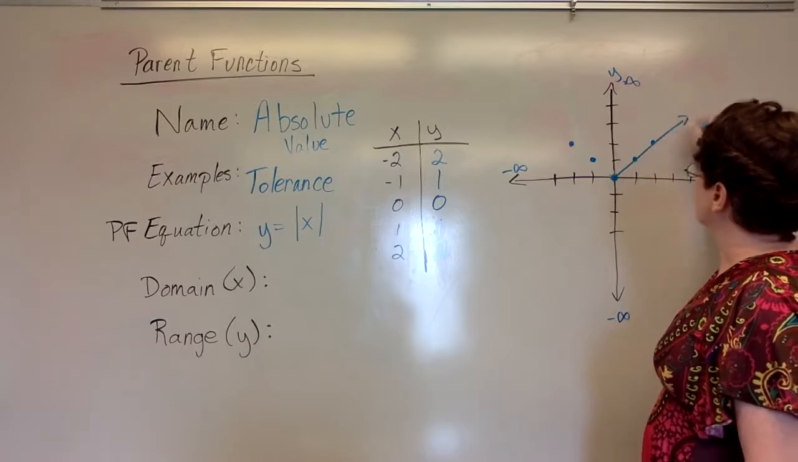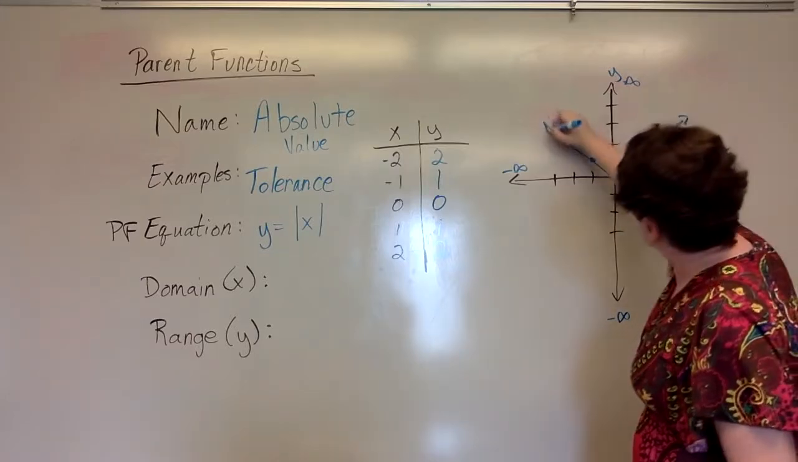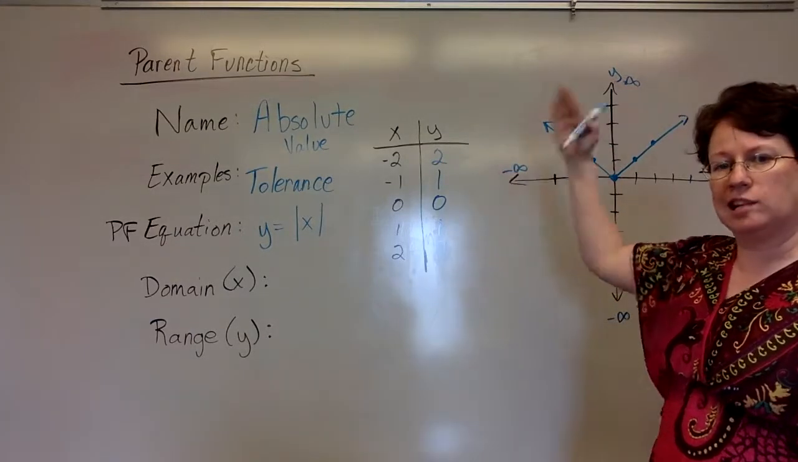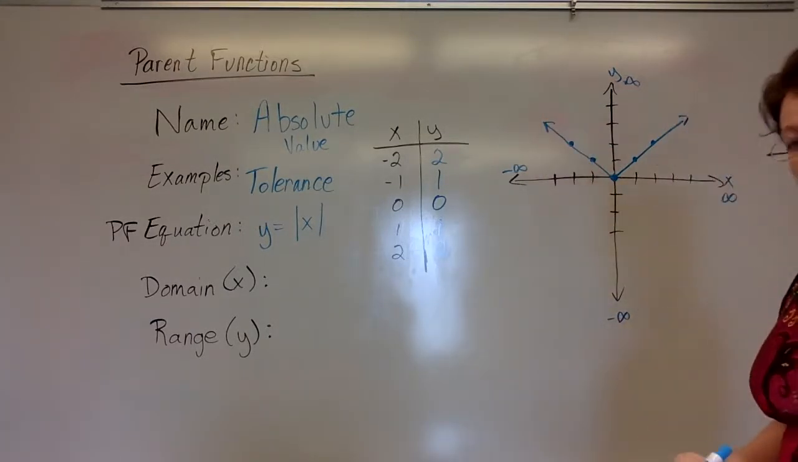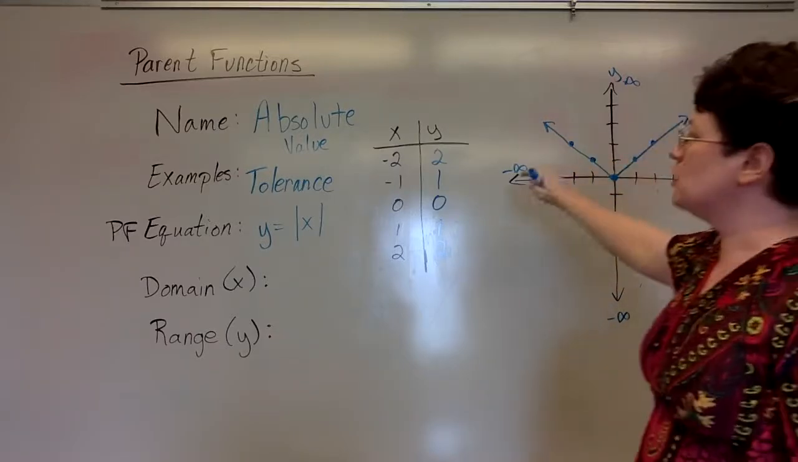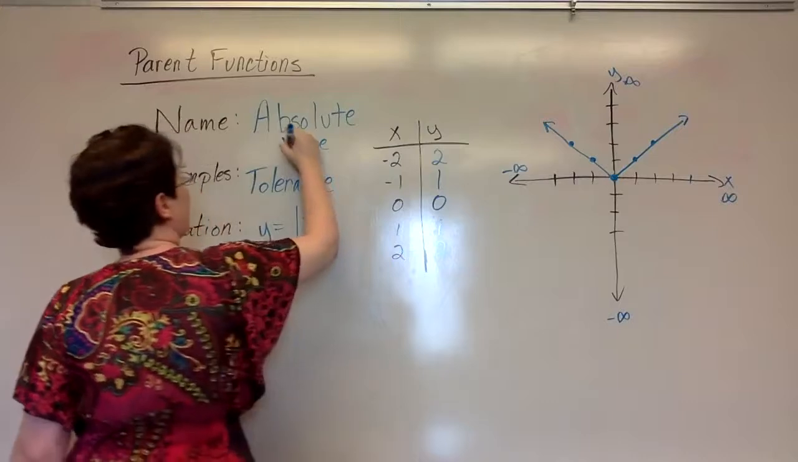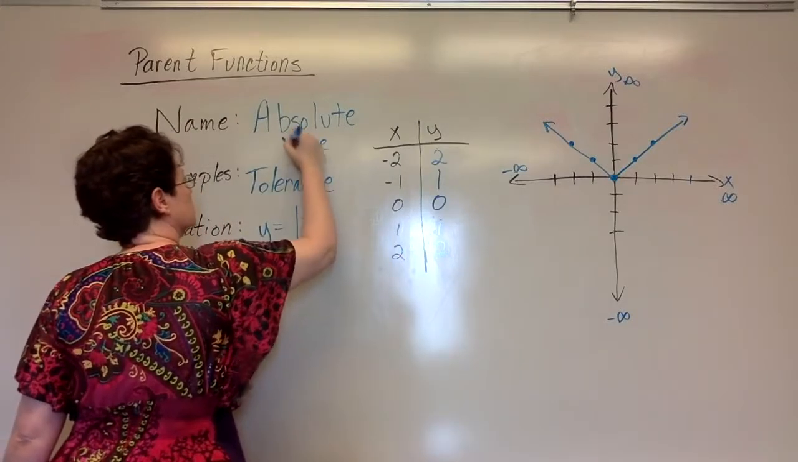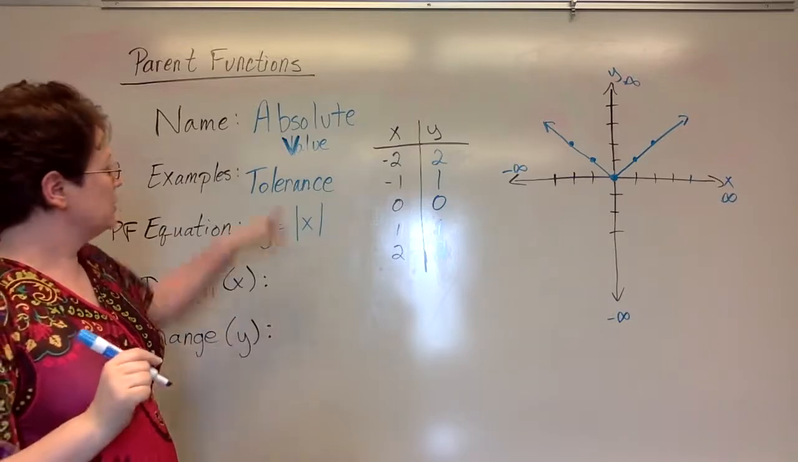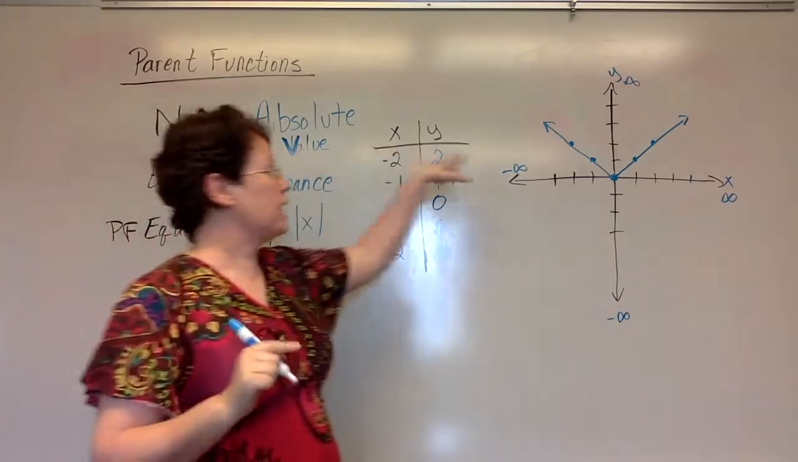This looks like a linear that somebody broke in half. Somebody took the bottom half of my linear and broke it and pointed it up. Notice the shape of the graph is a V shape. So absolute value is a V-shaped graph. So it gives us a hint in the name. It has a V shape.